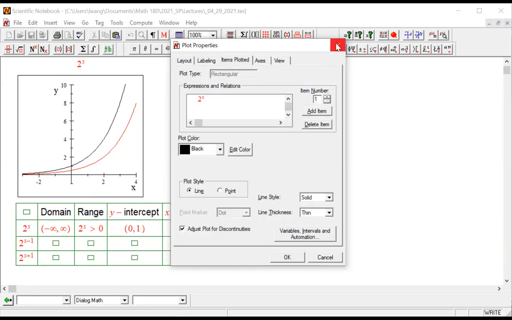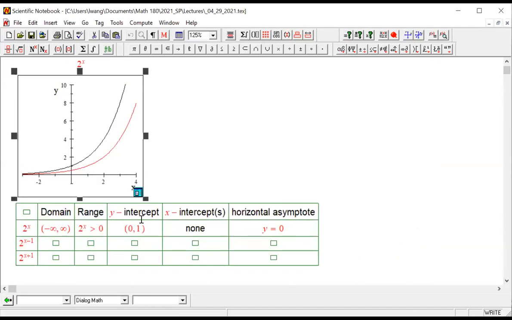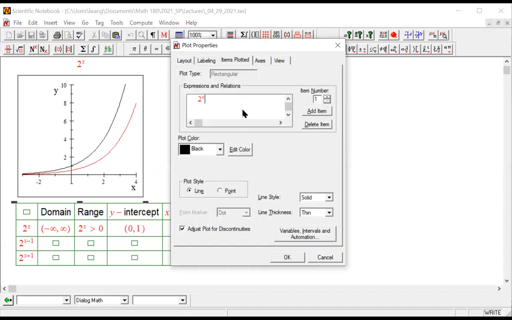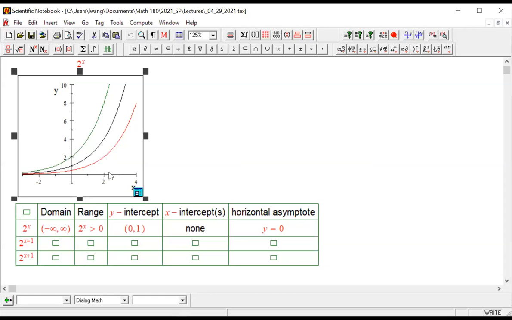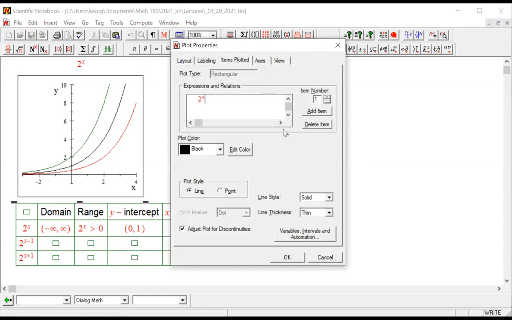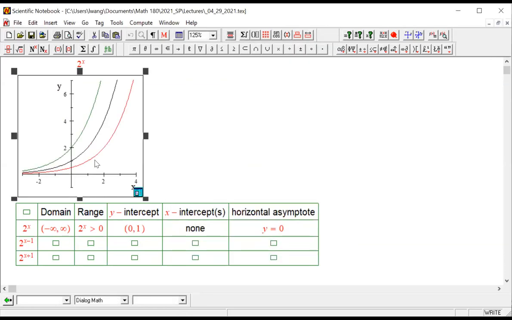Let me see. Did I coordinate the color right? Yeah. Okay. And then the other one, 2 to the power of x plus 1, shifted to the left. Let me make just a little bit of adjustment on the scale. Maybe make it 8, 7. Okay, so in terms of shifting, this time we didn't even make the table.